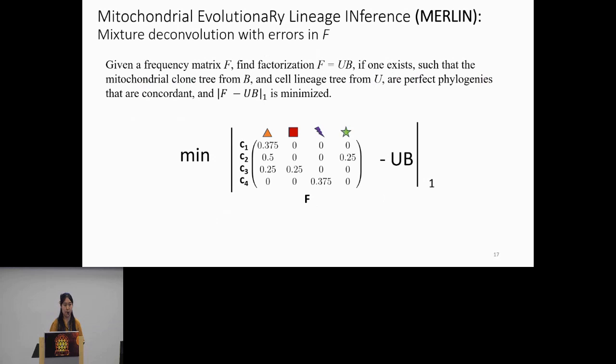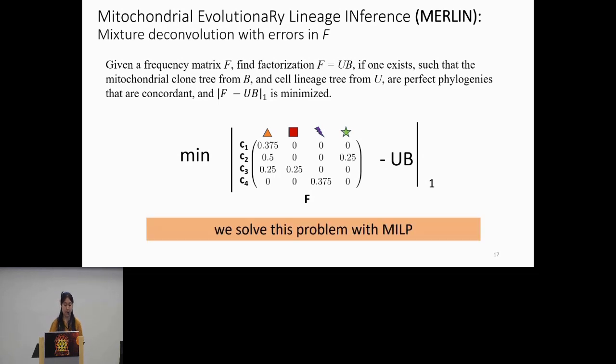In reality, most sequencing data sets come with noise. So instead of posing this as a factorization problem, we frame it as an optimization problem where we try to minimize the L1 distance between F and UB. And we solve this with a mixed integer linear programming approach implemented in our package Merlin, for Mitochondrial Evolutionary Lineage Inference.